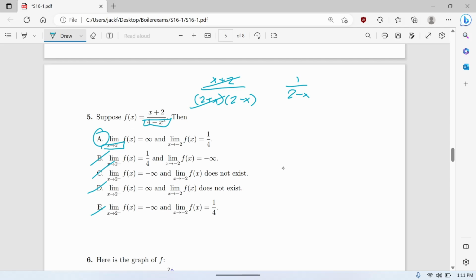So as x approaches 2, that becomes 1 over 2 minus 2, which equals 1 over 0, which is infinity. So that's where they get this infinity from. And then as x approaches negative 2, we plug that in, so it's 1 over 2 minus negative 2, which is just 1 over 4. So that's how they get the 1 over 4 here. So that's how you would end up calculating this on a test.